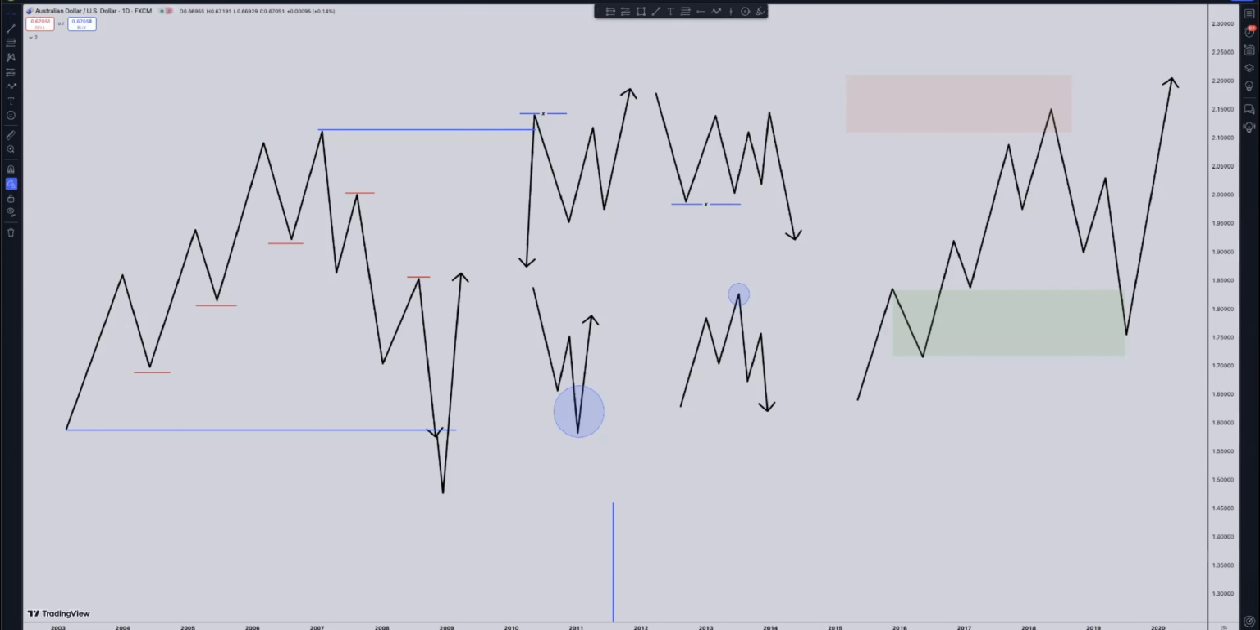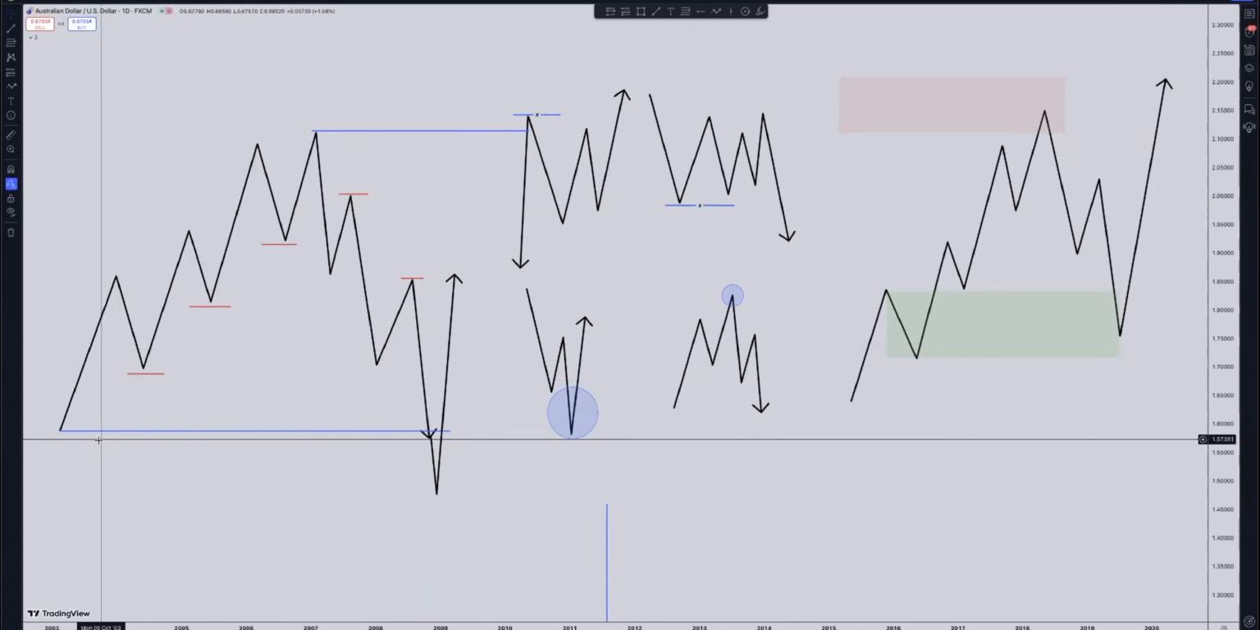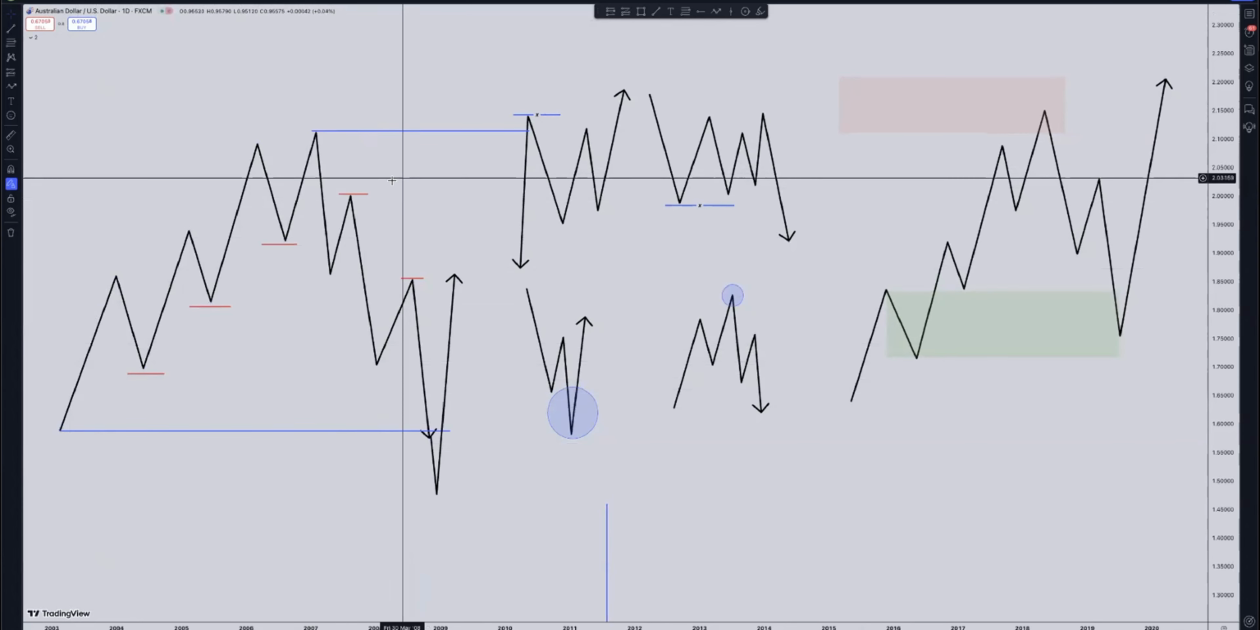So let's do this. When we talk about internal and external range liquidity, the main thing we want to focus on is this action here. And as you always know, I'll give you a brief breakdown, a simple textbook example. So we say internal and external range liquidity.